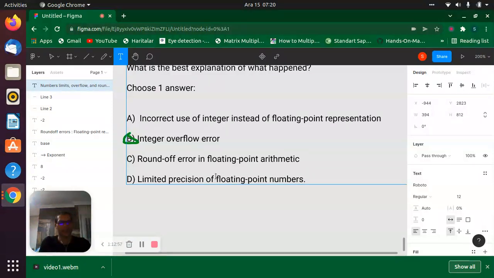I think it's not about that exactly. It's all about integer overflow error. Okay, that's this one.